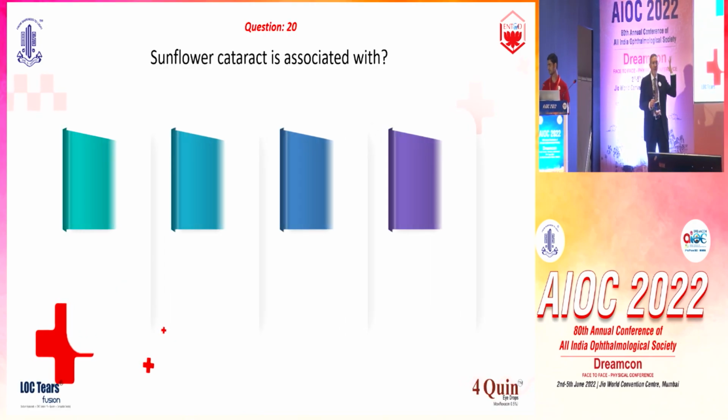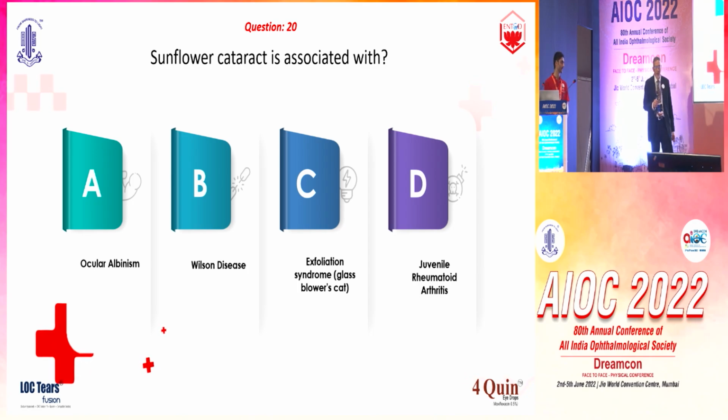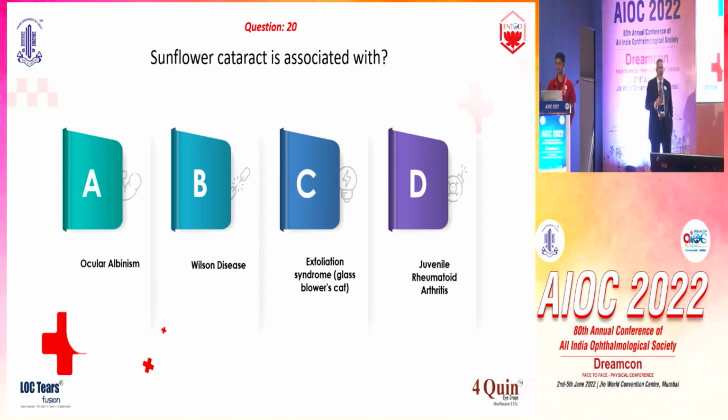Sunflower cataract is associated with sunflowers. But if it is not associated with sunflowers, it is associated with ocular albinism or Wilson's disease or a glass blower's cataract, exfoliation syndrome, or juvenile rheumatoid arthritis. In which of these is a poet described it as sunflower cataract, somebody with a wild imagination? The time starts now.